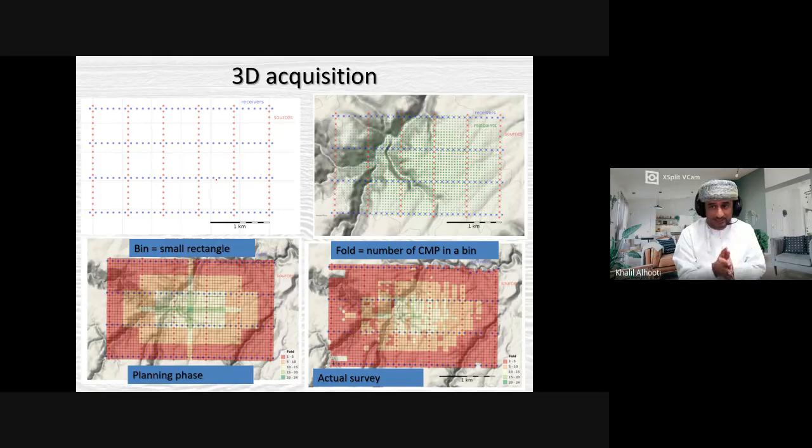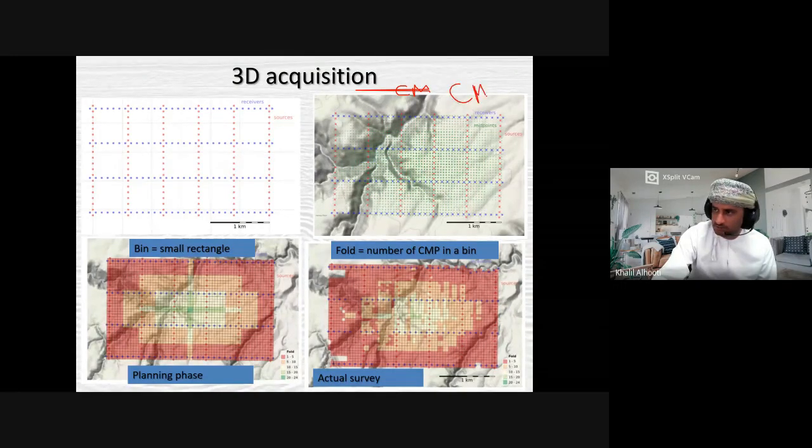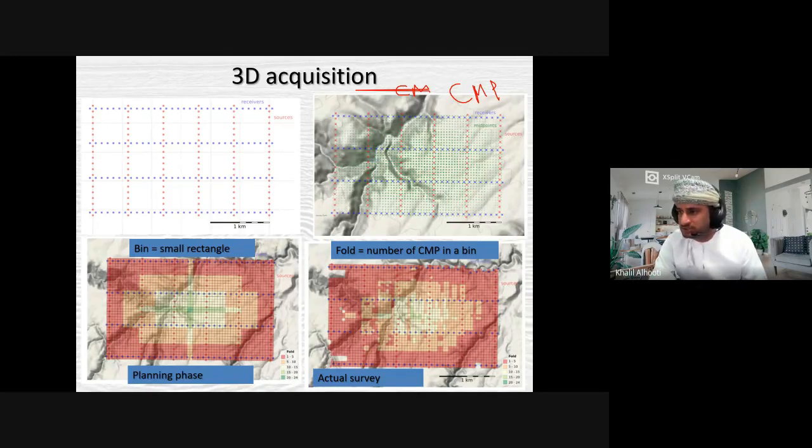But in reality, before going to the reality, how do I acquire the data? How do I get my seismic traces? It's made through a process we already talked about called CMP, common midpoint. So these green dots you see are common midpoints.